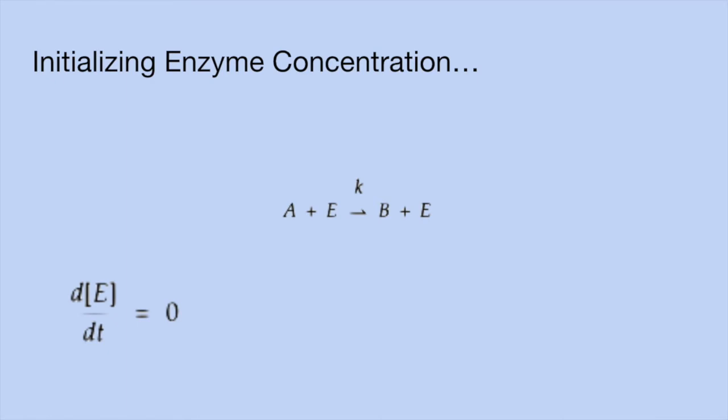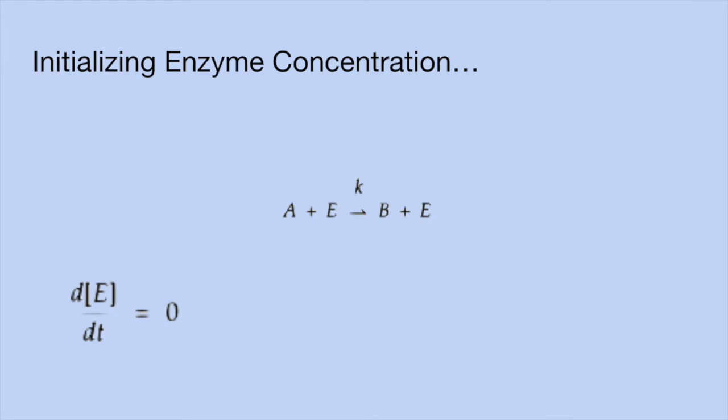Based on this simple enzyme reaction, one of the first things that we must initialize is that there will not be a change in enzyme concentration over time. This is because, as we learned in the Introduction to Enzyme video, an enzyme is not altered or consumed during a chemical reaction. Thus, the enzyme concentration will not change over time. However, it is important to note that the concentration of A, the substrate in this reaction, and the concentration of B, the product of this reaction, will change over time.